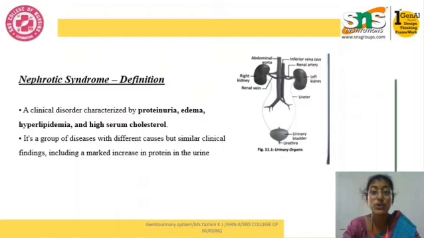What is nephrotic syndrome? It is not one disease, but a clinical disorder whose main characteristics are proteinuria, edema, hyperlipidemia, and high serum cholesterol. It is a group of diseases with different causes, but similar clinical findings appear, and the symptoms are related. We can relate it to patients also: the face will be puffy or the leg will be puffy. And why does low protein in the blood cause edema? We will come back to this question again.